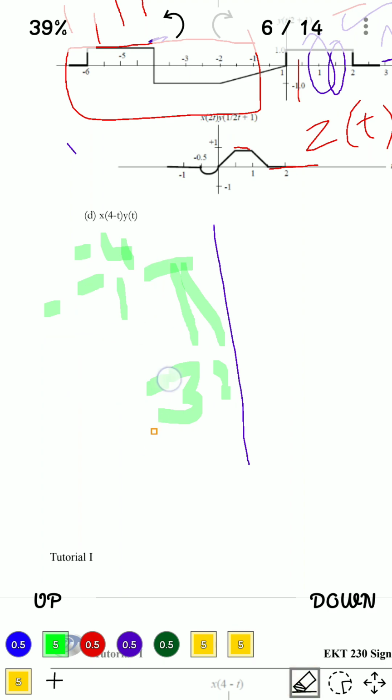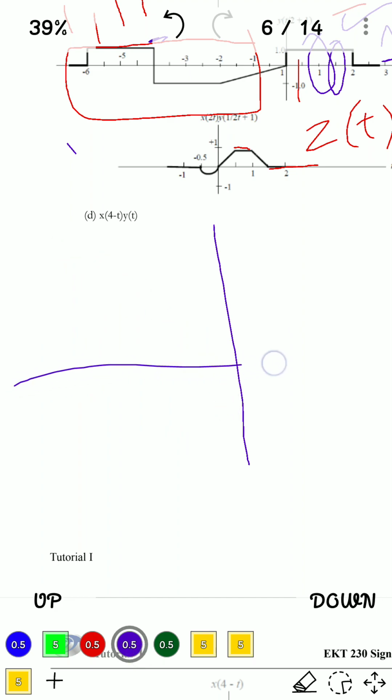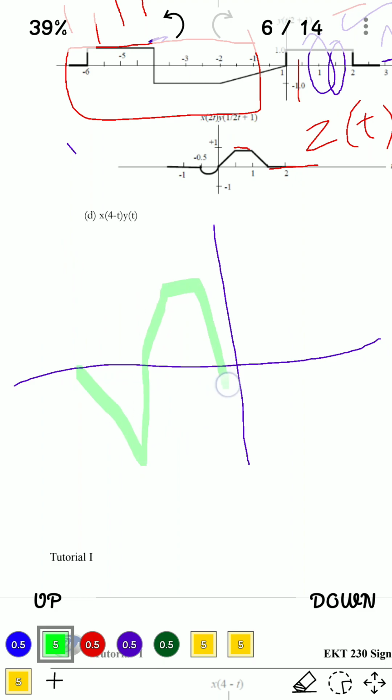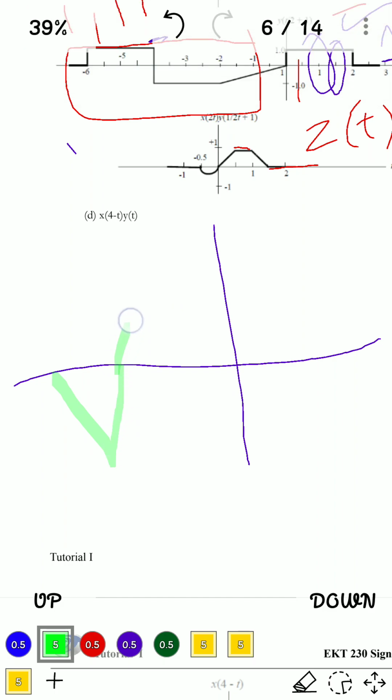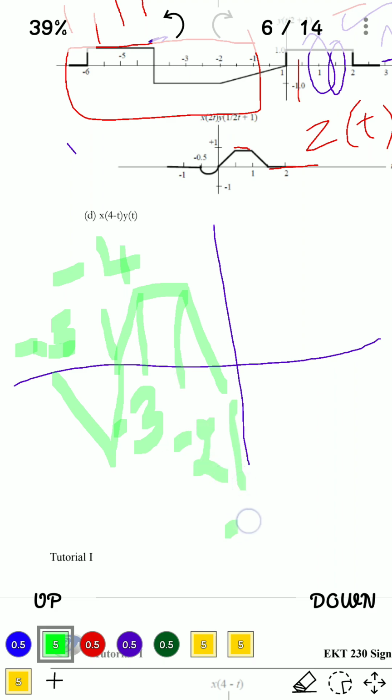I'll just rewrite the given signal again. Once again, this is minus 5, this is minus 4, this is minus 3, this is minus 2, and this is minus 1. So this is the required signal.